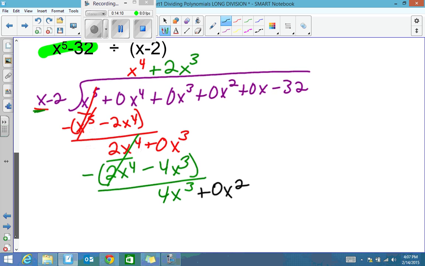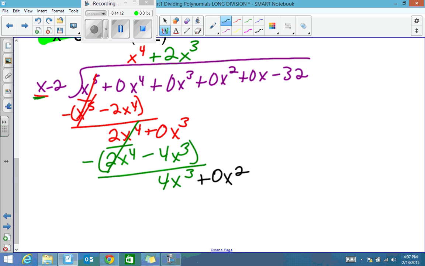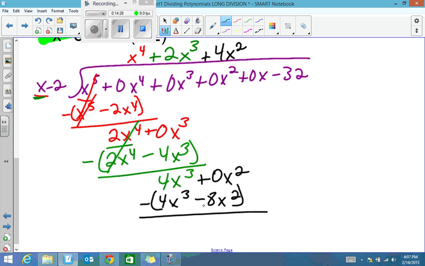And again, ask the question, what do we multiply x by to get 4x to the 3rd? And that would be 4x to the 2nd. So we write that up here. Distribute. We get 4x to the 3rd minus 8x to the 2nd. Subtract. 4x to the 3rd minus 4x to the 3rd cancels out. 0 minus a negative 8x to the 2nd gives us a positive 8x to the 2nd.